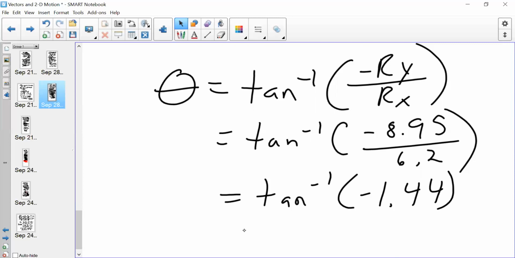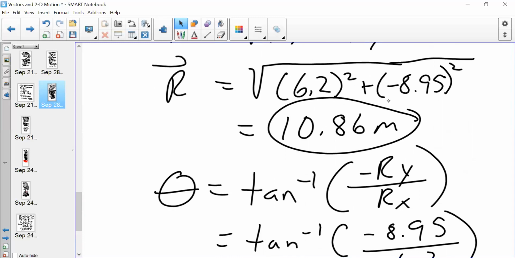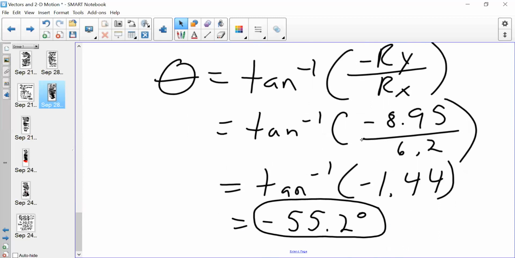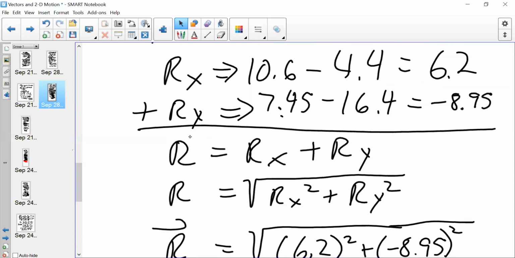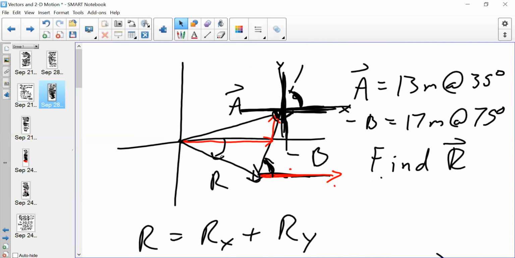Negative 55. Okay, so there's that. Any questions? Magnitude 10.86 at 55 degrees clockwise in the fourth quadrant, or 360 minus 55, which is 305 going counterclockwise. So yeah, we go this way, negative 55. Coterminal, that is 305.